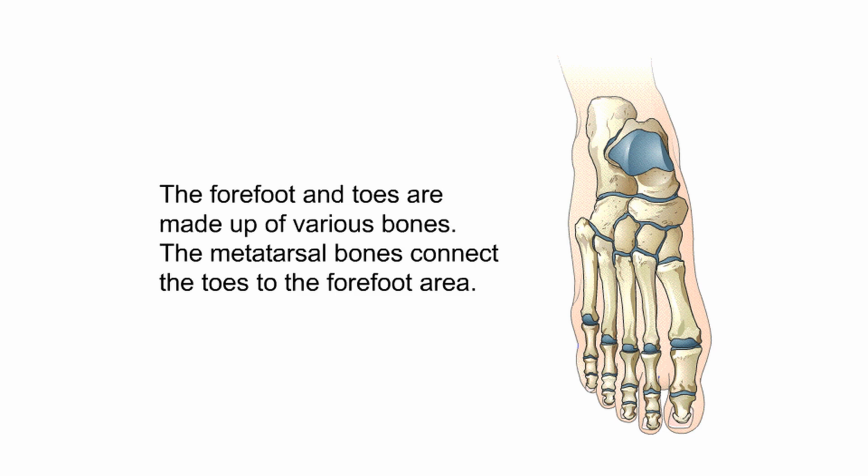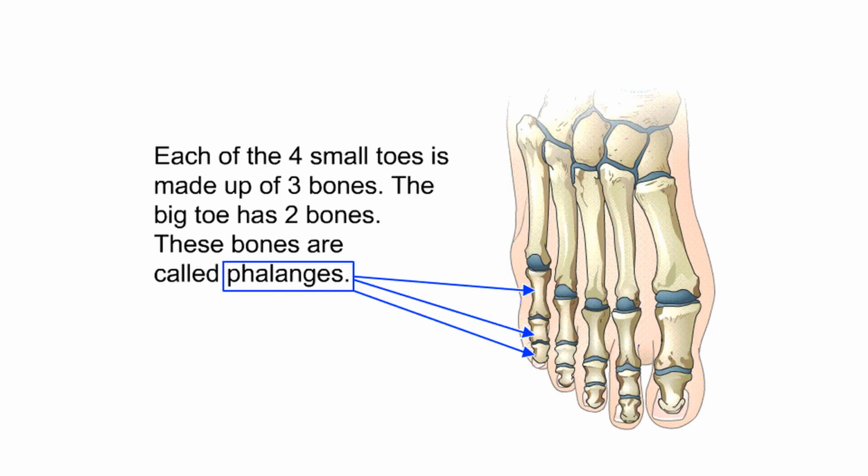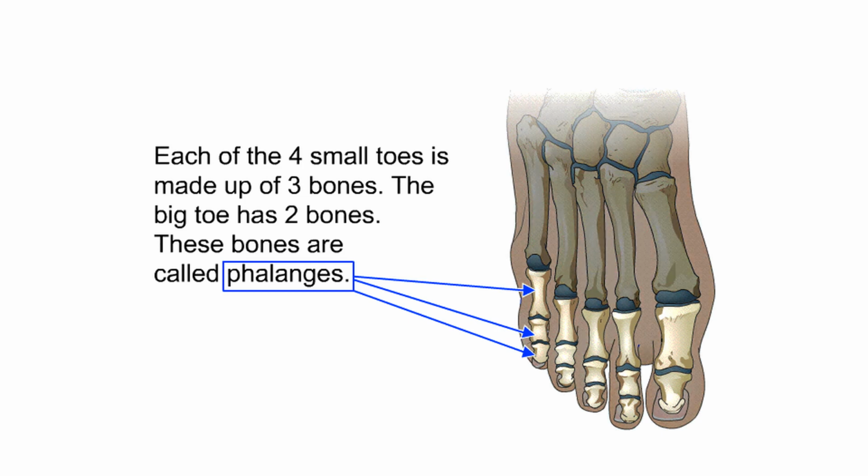The foot. The forefoot and toes are made up of various bones. The metatarsal bones connect the toes to the forefoot area. Each of the 4 small toes is made up of 3 bones. The big toe has 2 bones. These bones are called phalanges.